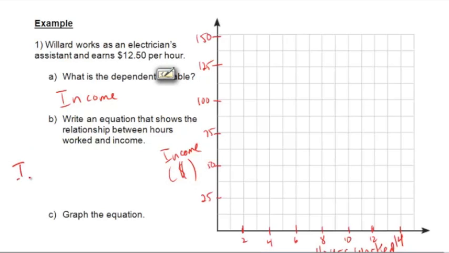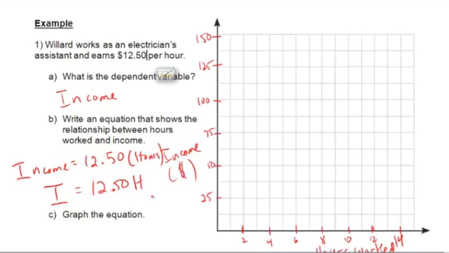Well, his income is going to be however much he makes, or his rate, times his hours. If we shorten that, you can put I is equal to 12.50 times H for hours. So if we wanted to graph this, we could show this as, well, after 1 hour.